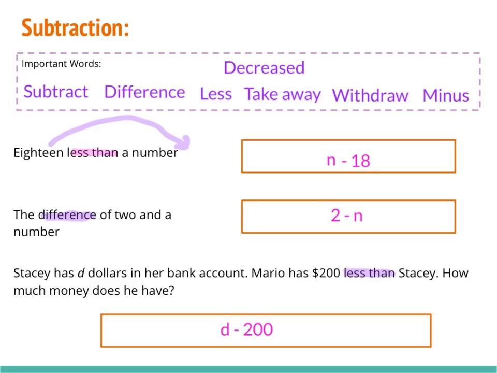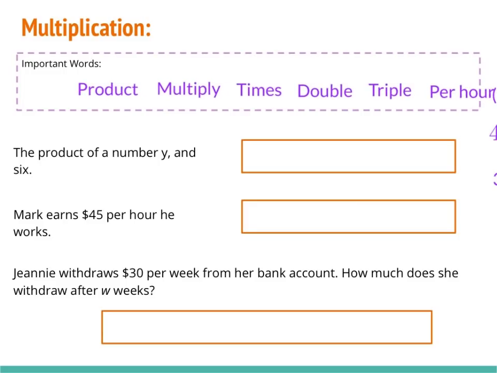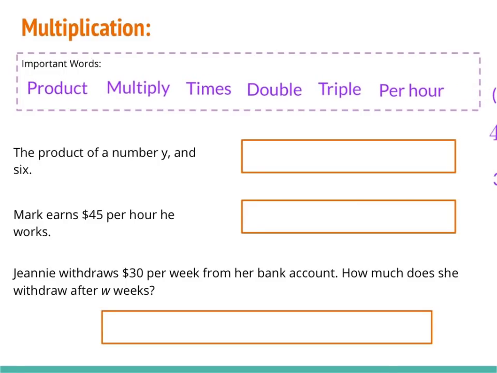Let's move on to multiplication. So now talking about multiplication, we're going to be talking about some important words that mean multiplication. So anytime that we see product or multiply, times, double, triple something, per hour, all of those are going to be important indicators that we're going to be talking about multiplication. Now, these are not the only words that mean multiplication. They're just some of the most common words that we use for multiplication. So let's take a look at the first one.